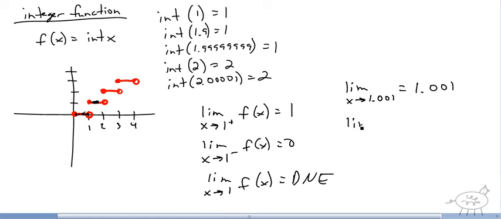I could say limit as x approaches 1.5. It's 1.5. But as soon as you're on something where it jumps, like here or here or here, any place where it's an open circle and a closed circle, that limit is not going to exist for this integer function. All right.